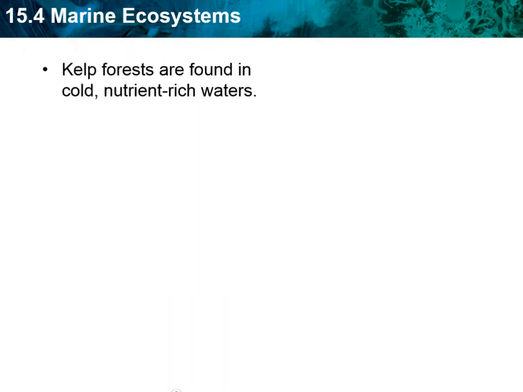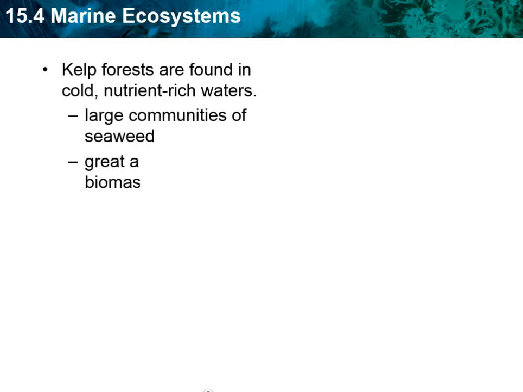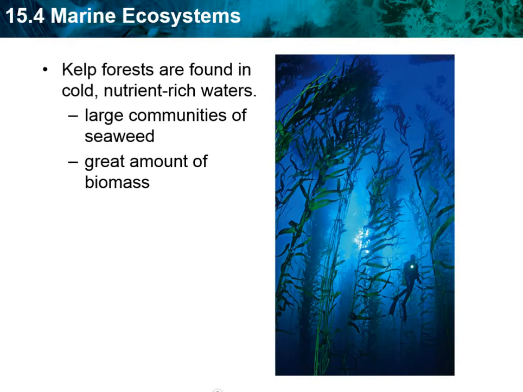Another one that also has a lot of biomass is the kelp forest, and this is different because it's going to be cold water, so it'll almost be like the temperate forest that we'd be talking about for land-based ones. It's going to have very nutrient-rich waters. They're going to have large communities of seaweed and a great amount of biomass, like I said before, is going to be what the kelp forest is. And there's a picture of the kelp forest.